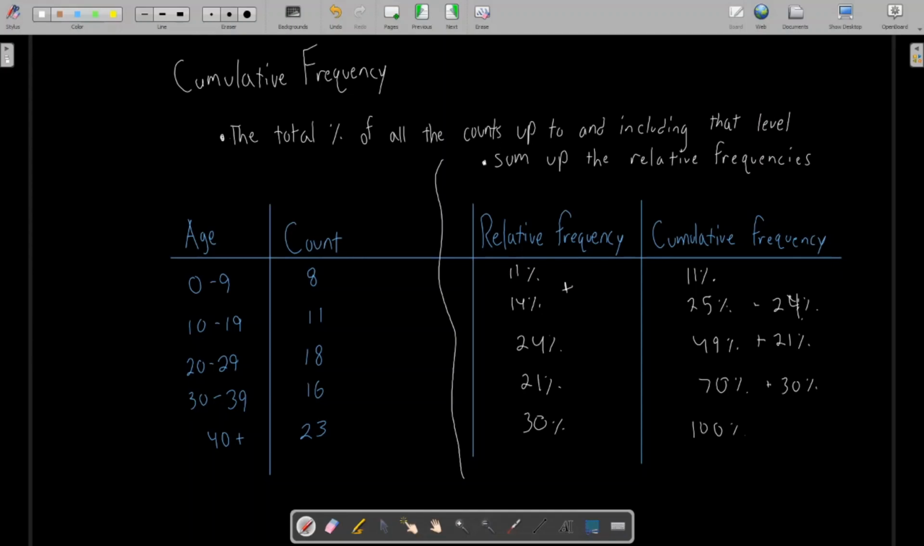Once you go through all of the groups, your last cumulative frequency should be 100% because it should be taking all of the previous counts before it, which should add up to the total. So you would get the total over the total in essence, which is 100%.